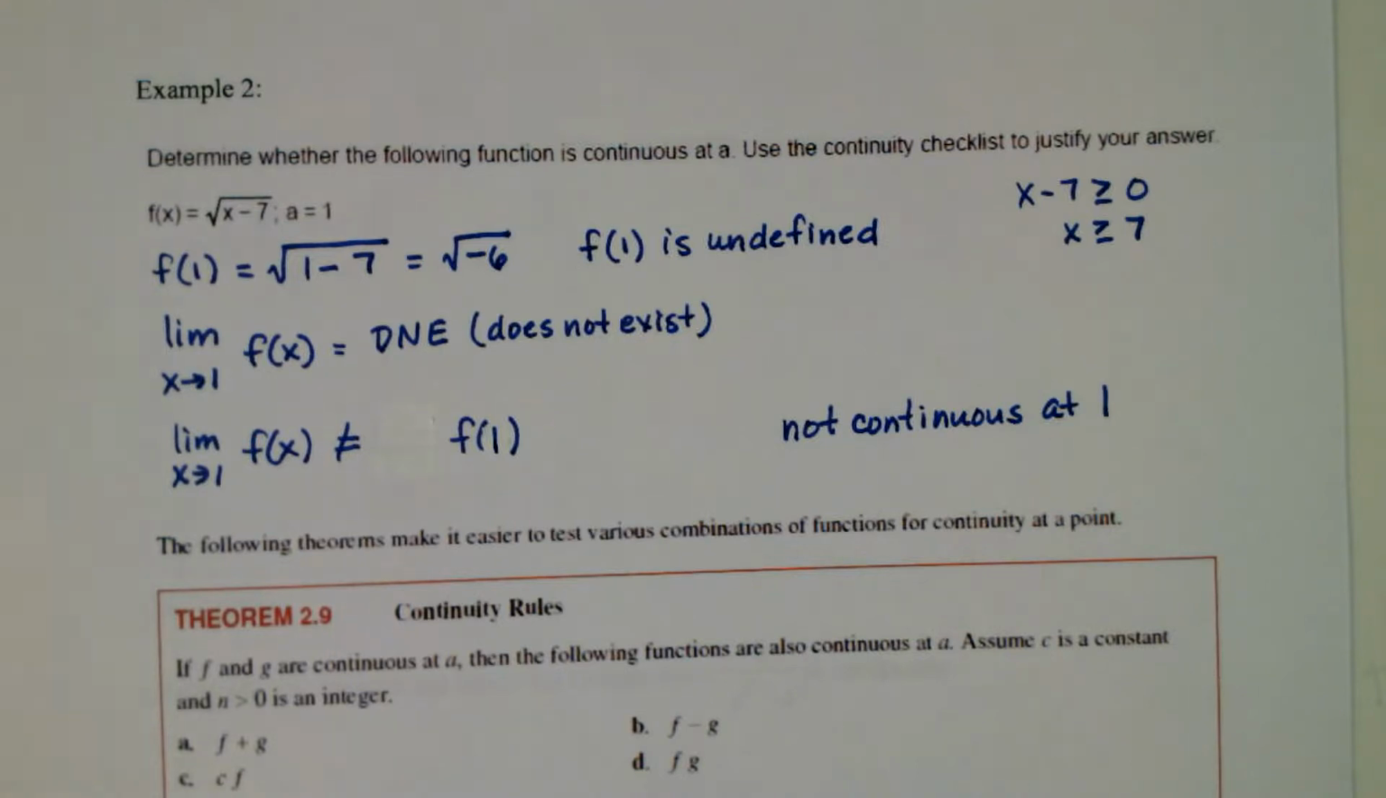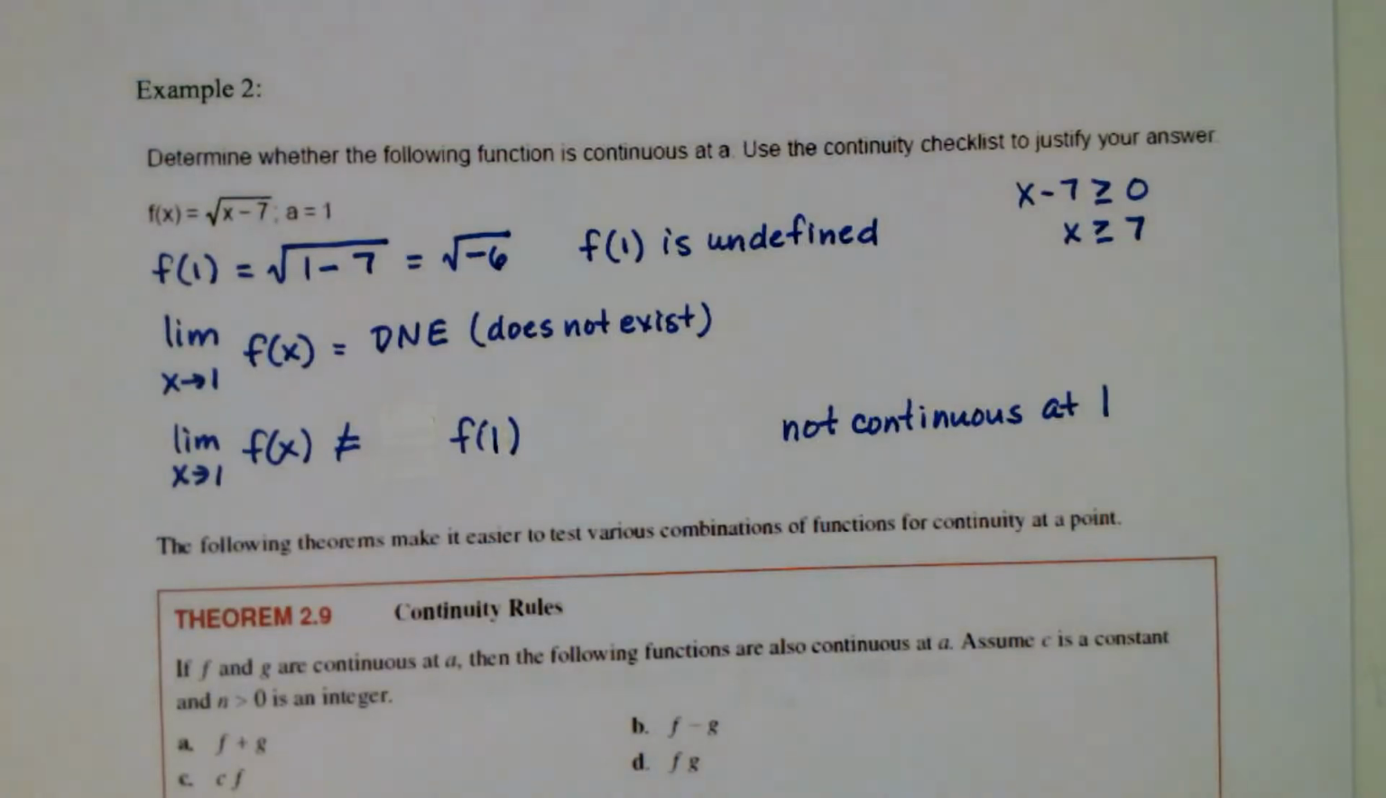All right. So that's pretty much dealing with continuity and using that checklist. All right, next we're going to look at some continuity rules here. And the following theorems make it easier to test various combinations of functions for continuity at a point. Okay, so this is theorem 2.9 dealing with continuity rules here.